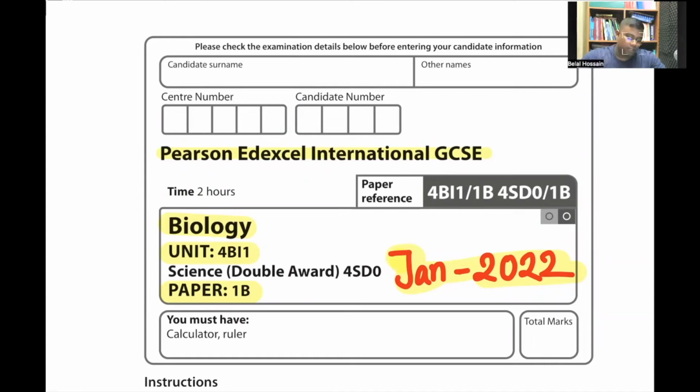Hello everyone. Today we'll be solving EDEXCEL IGCSE Biology Paper 1B Jan 2022. Today we'll be solving from question number 6 to question number 10.